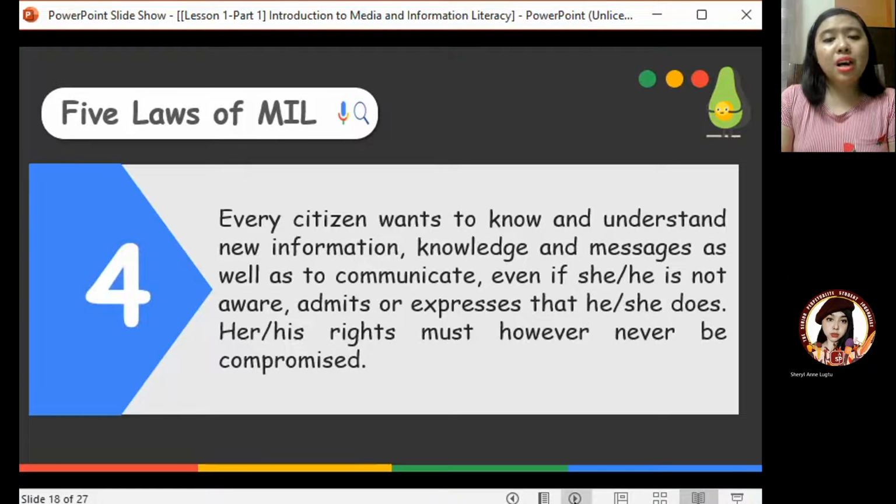Fourth one is every citizen wants to know and understand new information, knowledge, and messages, as well as to communicate, even if she or he is not aware, admits, or expresses that he or she does. Her or his rights must, however, never be compromised. So in this case, all of us actually wanted to learn something, but there are things that we might not know at all. Yet we choose to say that we actually know it. But you have to know that we have obligations, like moral obligations on something. And we have to know that even if we acquire a certain information, we have to respect the rights of other people. Because our rights end at the beginning of other people's rights. You have to understand that. You have to put it in mind.